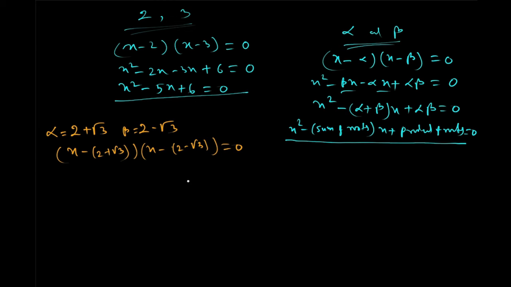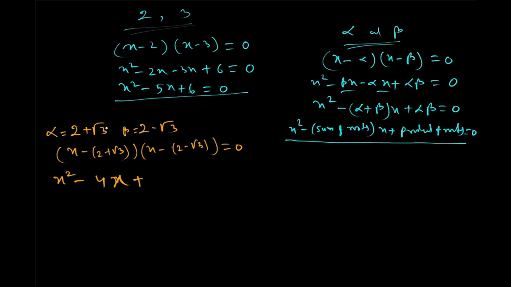By simplifying we can get it, but it is lots of work, so we can directly apply this, that is the equation is x square minus sum of roots. This is one root, this is another, so if we add these two, alpha plus beta, we get 2 plus 2, that is 4, because plus root 3 and minus root 3 will cancel out. So this is minus 4 into x, sum of the roots. Before this it is minus sign, so here it is minus 4x plus product of the roots.